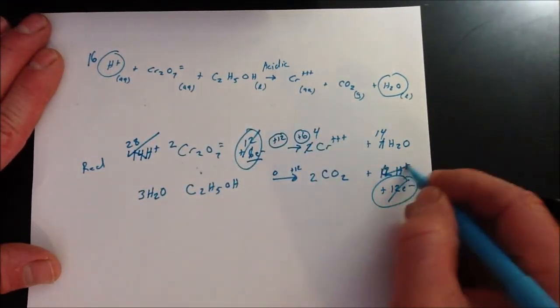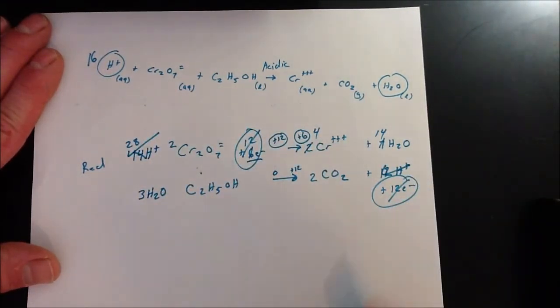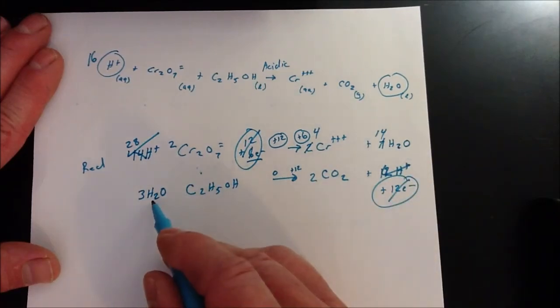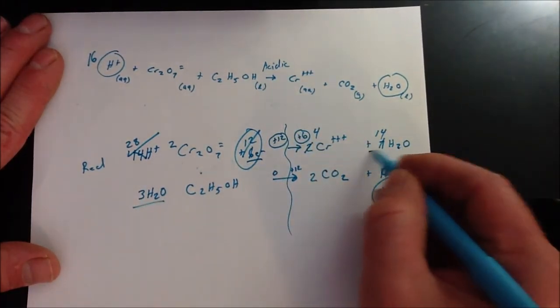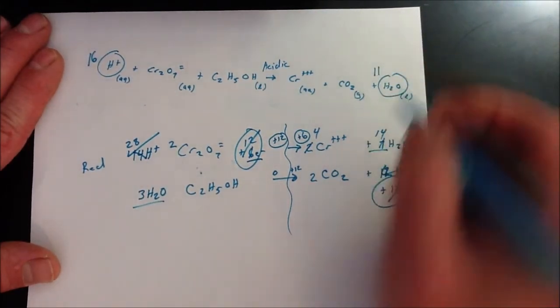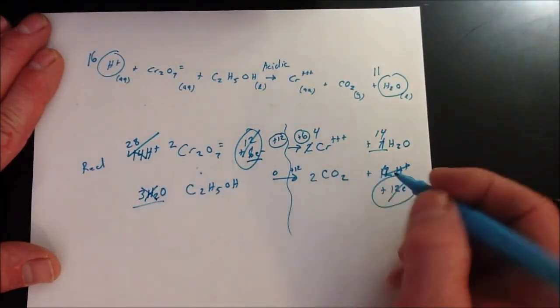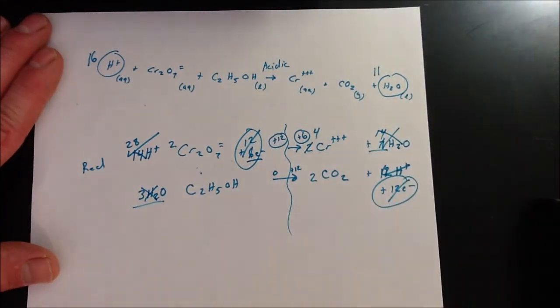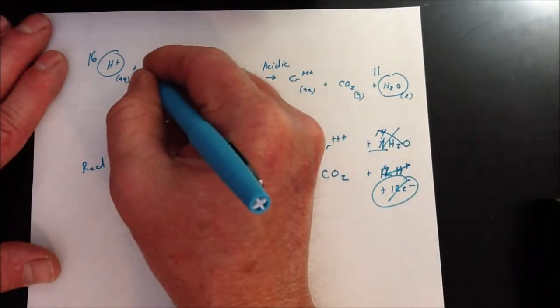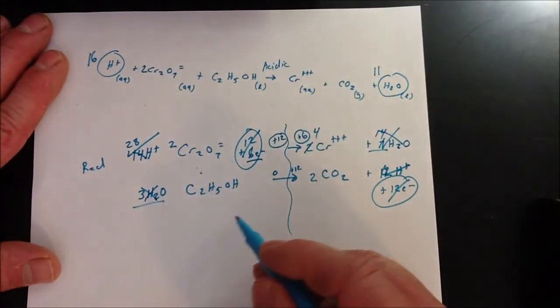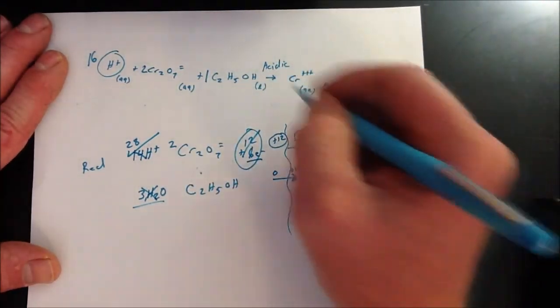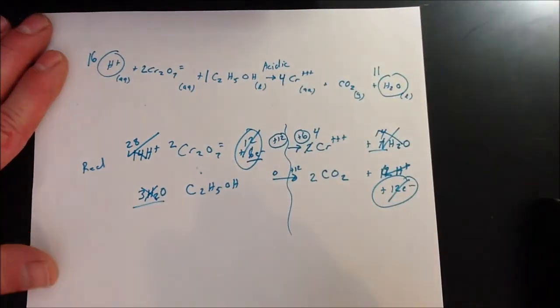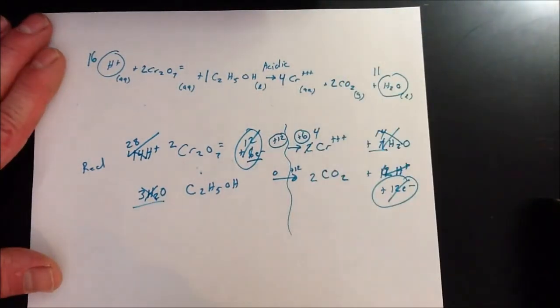So now those are done. Check. Check. And same thing with the water. I had 3 going in, 3 total on this side, 14 on the product side, so that's a net of 11. So cancel that now and cancel that. And now we're ready to get the other coefficients. So 2 with the dichromate, 1 with the ethanol, 4 with the chromium 3 ion, and 2 with the CO2.